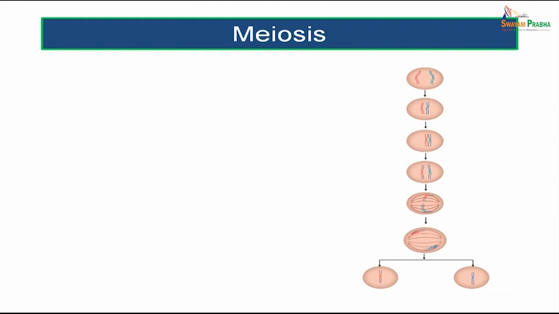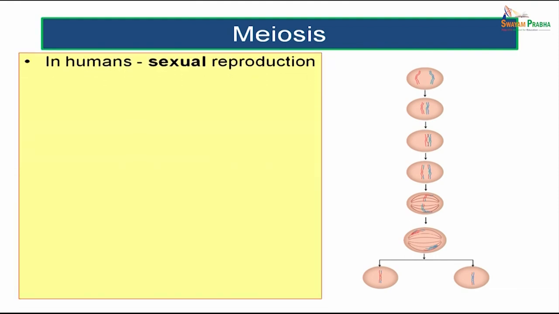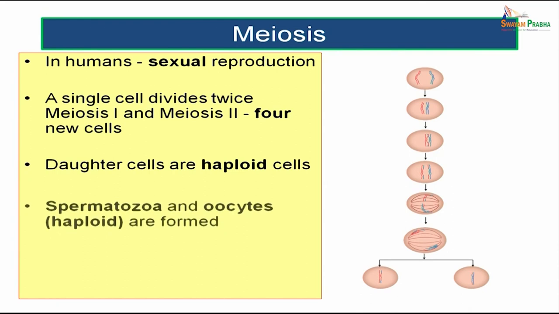Now let's have a quick recap about meiosis. Usually this type of division in humans occurs during sexual reproduction. And what happens during meiosis? Meiosis has two phases, meiosis 1 and meiosis 2. In this process, a single cell after the end of meiosis 2 will form four new cells. And the importance of this division is that the daughter cells will be haploid.